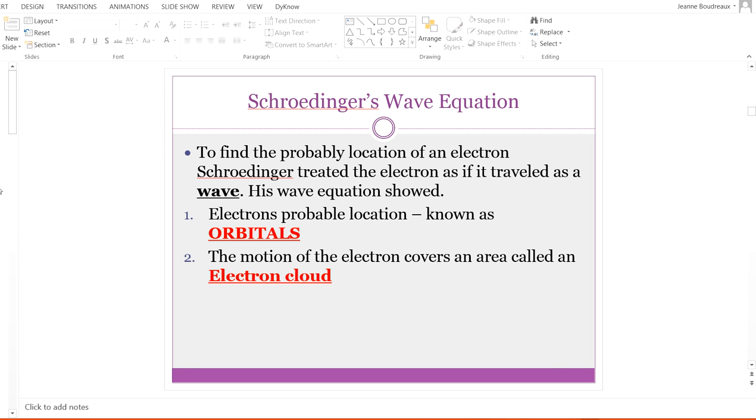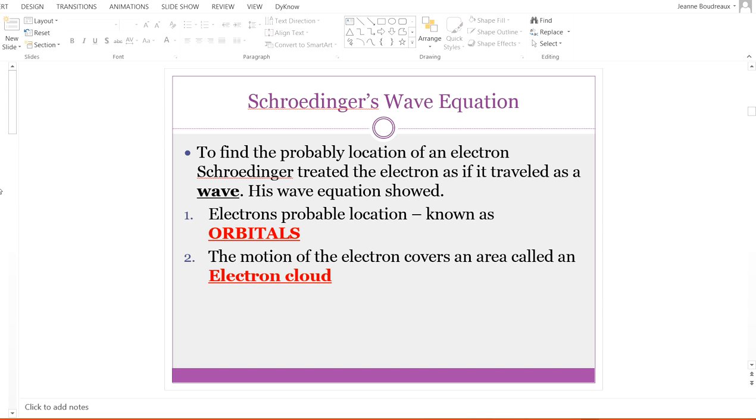Now, there's also a scientist known by the name of Schrödinger. In chemistry, we are not going to be doing any mathematical equations, but there is something called Schrödinger's wave equation. And this equation was discovered by a scientist by the name of Schrödinger. With his wave equation, we can figure out two things. His wave equation showed us the electron's probable location. These locations are known as orbitals, and the motion of the electrons covers an area called the electron cloud.